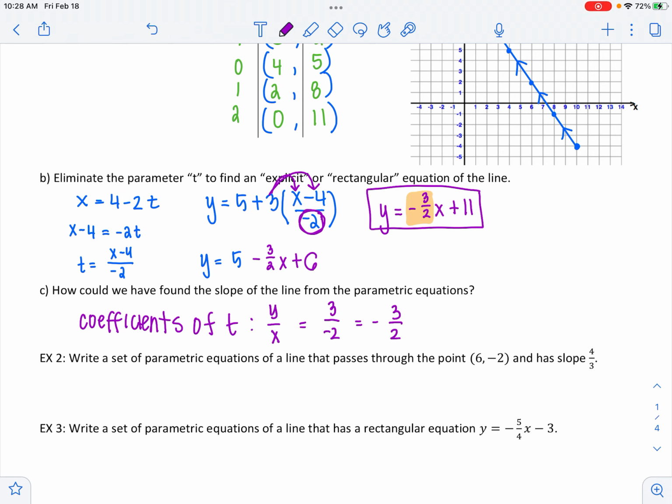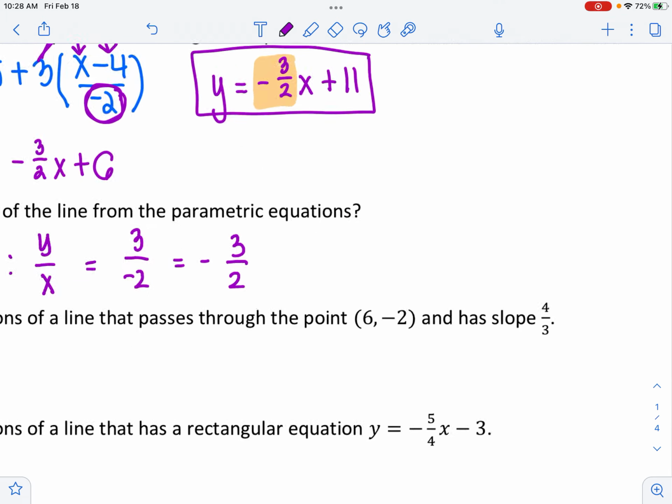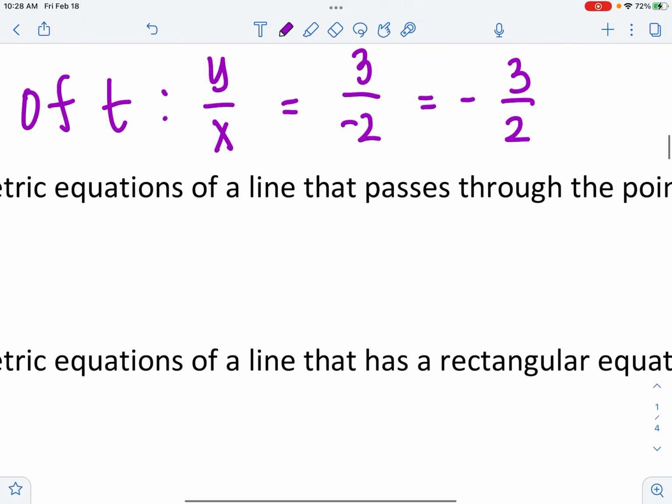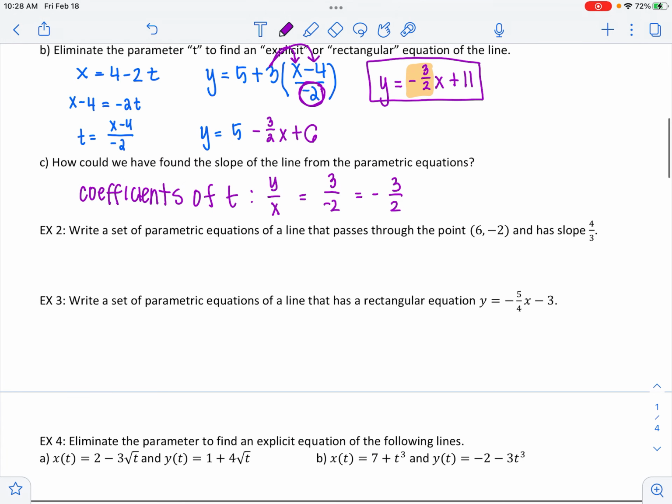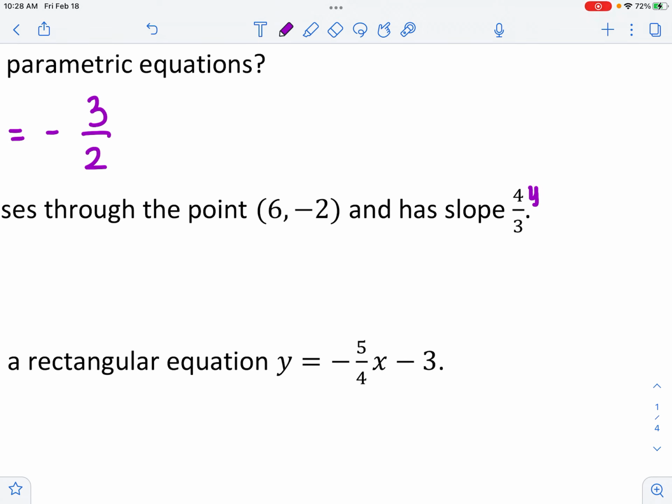All right, keeping that in mind, it says write a set of parametric equations of the line that passes through the point (6, negative 2) and has a slope of 4/3. So we want to write our parametric equations instead. So we want x of t equals and y of t equals. We can get the slope of 4/3 from the coefficient on the equation for y and the coefficient on the equation for x. So the coefficient on y is going to be 4 and on x is going to be 3. And also remember this is a point x comma y.